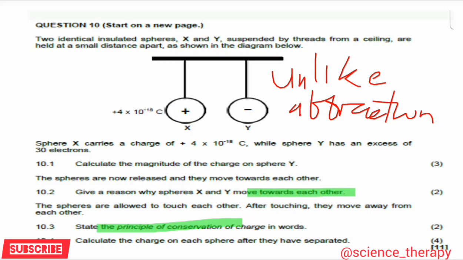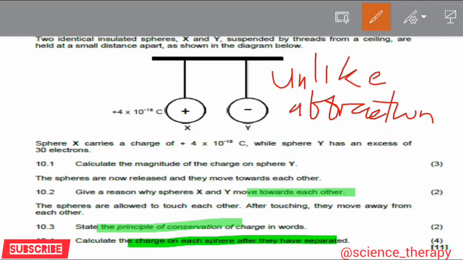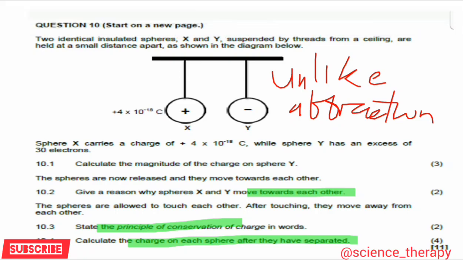Then 10.4 says calculate the charge on each sphere after they have separated. What are they looking for here now? The charge on each sphere. Now we know the charge on each sphere is the new charge, so they're looking for Q new. Remember, always the hint here is whenever they ask you to state the principle of conservation of charge, the question that follows afterward, when it says calculate, you have to apply that formula for Q new, because remember that formula for Q new is the one for the principle of conservation of charge, right? So always note the trend in the questions. Then we have Q new.